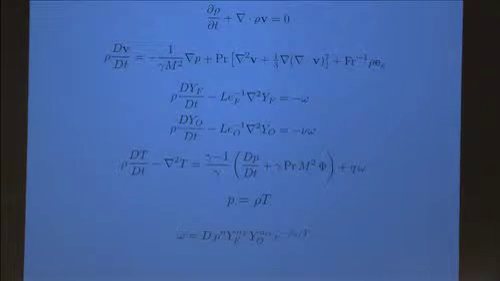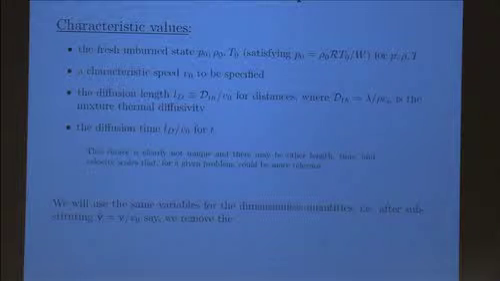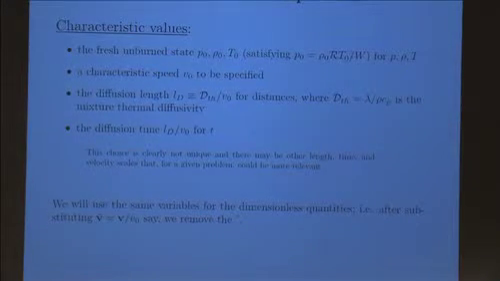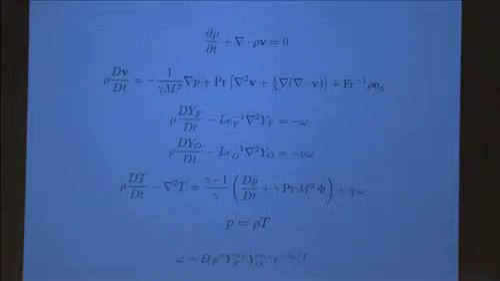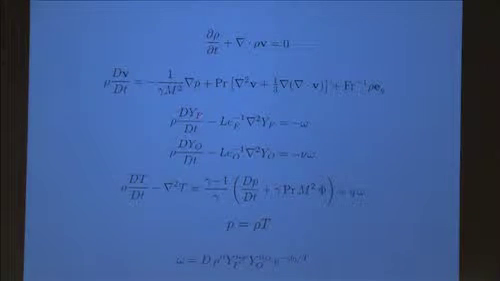So if you now introduce all these scalings, your equations will be dimensionless. In other words, when I see V here, it means V in units of V naught. If I see a P here, it means P in units of P naught, etc. And the equation will involve parameters.